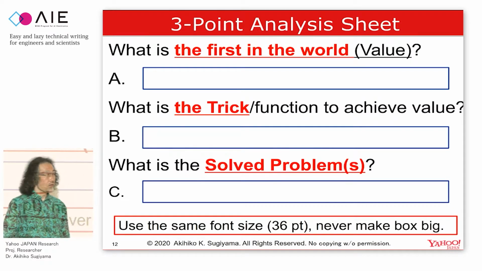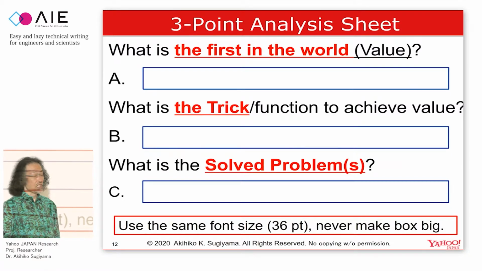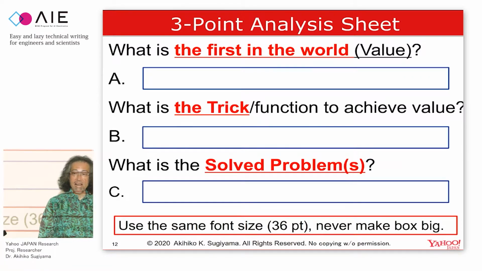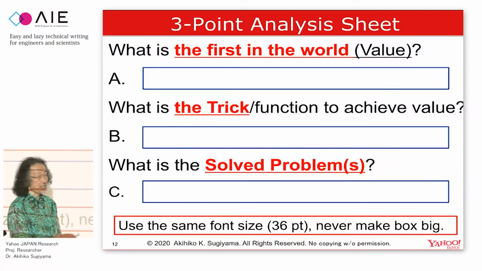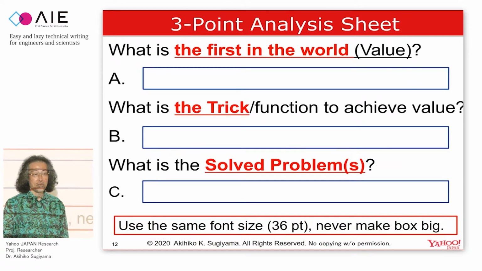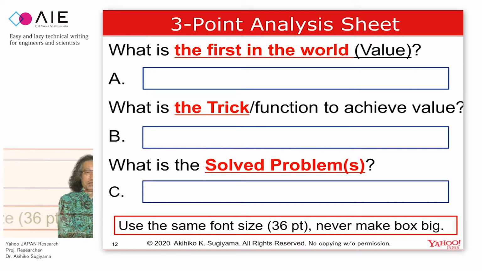Alright, so this is what I call a three-point analysis sheet. The first thing, ask yourself, what is the first in the world, which is the value of your research? Ask yourself, what is it? And the important thing here is to put the value of your research in this specific box without changing the font size. Here, the font size is set to 36, which is quite big. You will easily find it is not that easy to put the value here in this box because the length of the box is limited.